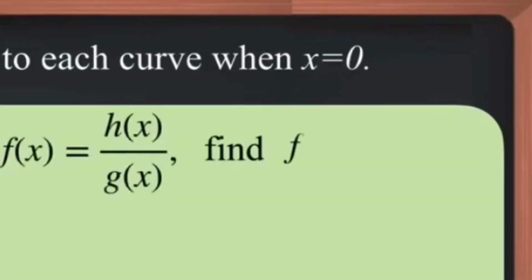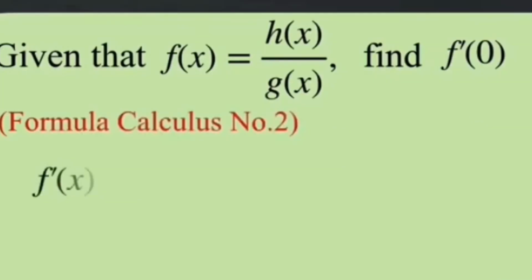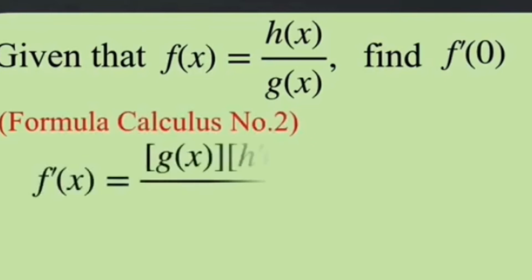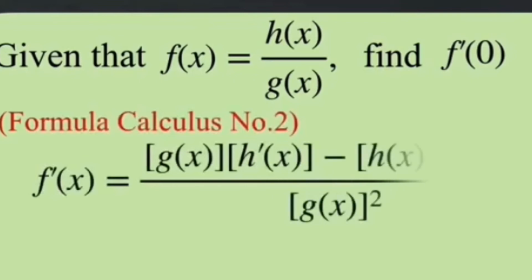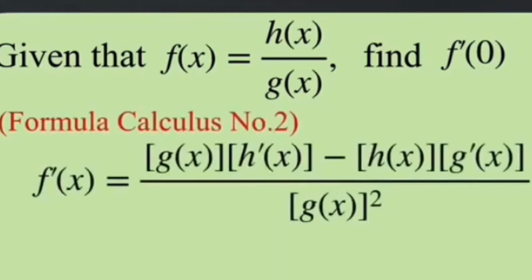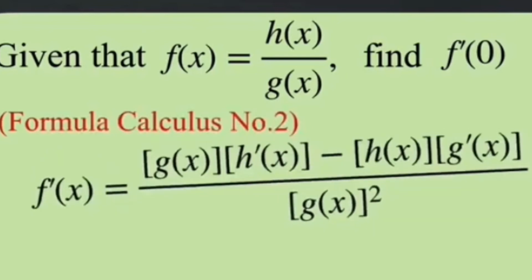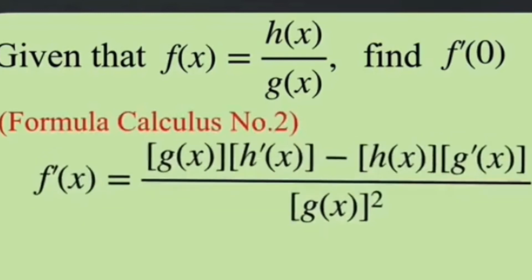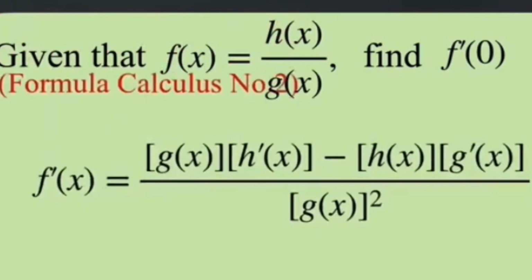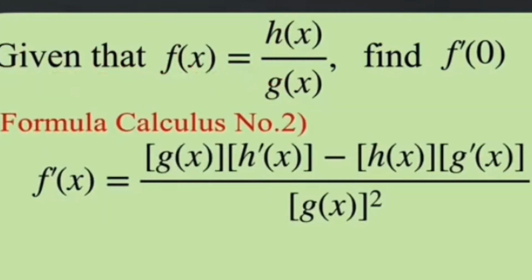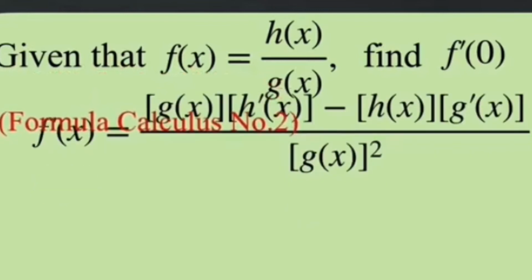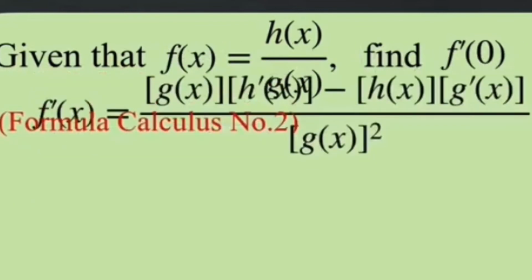So we have f(x) equal to h(x) over g(x), and we are asked to find f prime 0. So let's recall calculus formula number 2. The formula looks like this: f prime x, which is dy/dx, equals g(x), which is your v, times h prime x, which is your du/dx, minus u, which is h(x), times g prime x, which is dv/dx, over v squared. Remember, dy/dx equals (v du/dx minus u dv/dx) over v squared. So this is calculus formula number 2, the quotient law of differentiation.